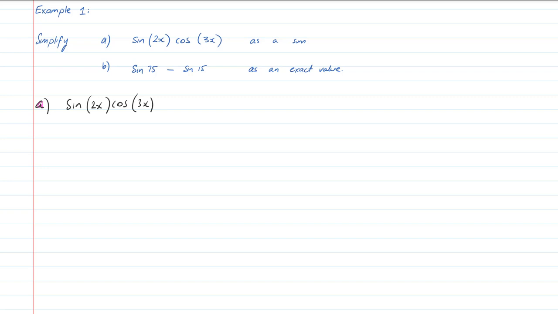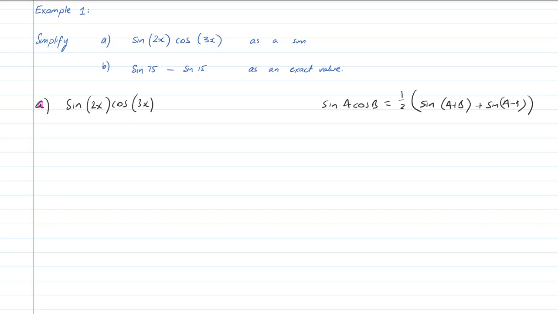Now we've got some formulas for that, so let's go back and recall one. Sine of A, cos of B can be written as a half sine of A plus B plus sine of A minus B. That's on your formula sheet.